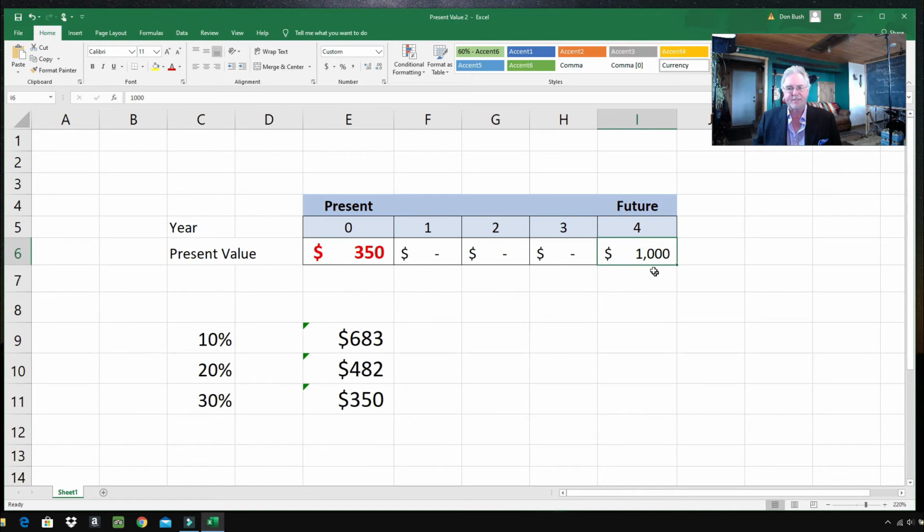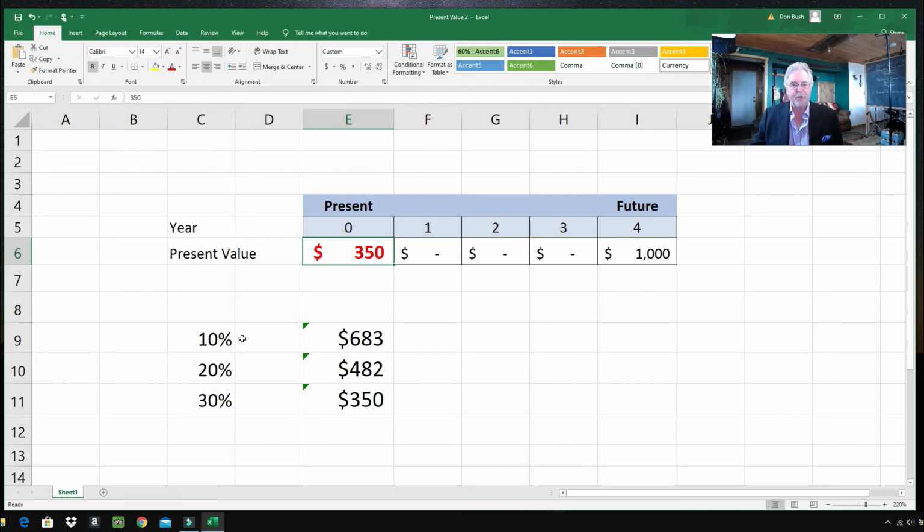And to say it another way, if somebody wanted to receive $1,000 in 4 years and they were expecting a 30% rate of return, well, that would be worth $350 today. There we go. Now, look at these interest rates here. This is a very, very important concept here. If you want to understand finance and investing and bonds, the bond market works this way.